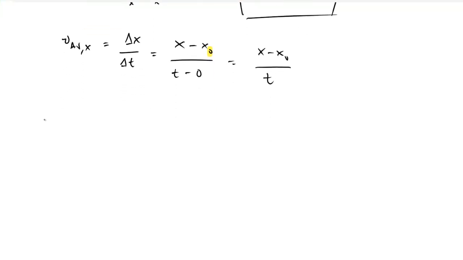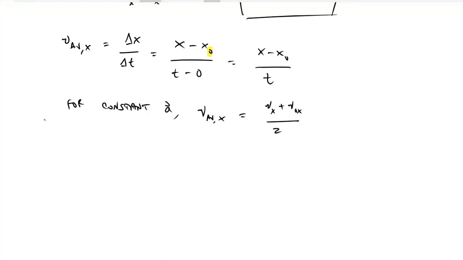Now, if we have constant acceleration, we have our average velocity in the x direction simply being equal to the average of the starting velocity and the final velocity. So this is velocity in the x direction plus starting velocity in the x direction, divided by 2. This is just the average of these velocities. As long as we have constant acceleration, this is true.